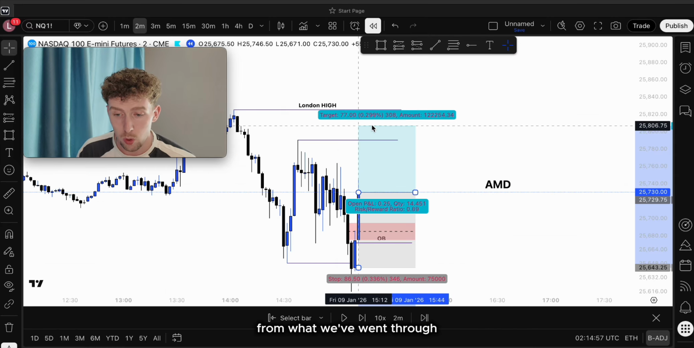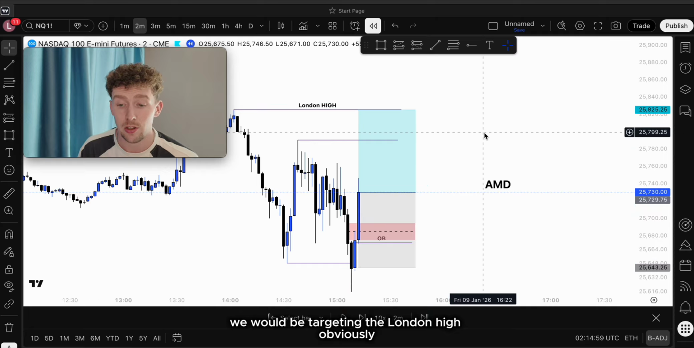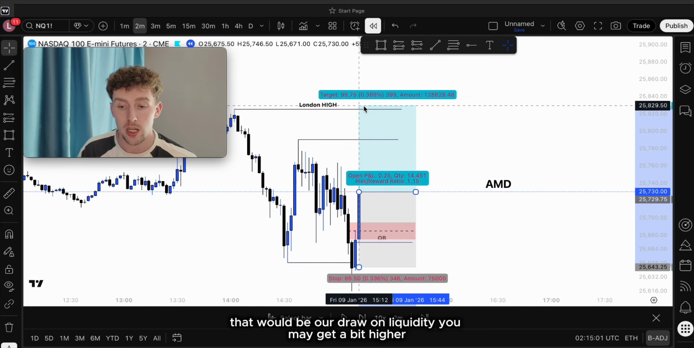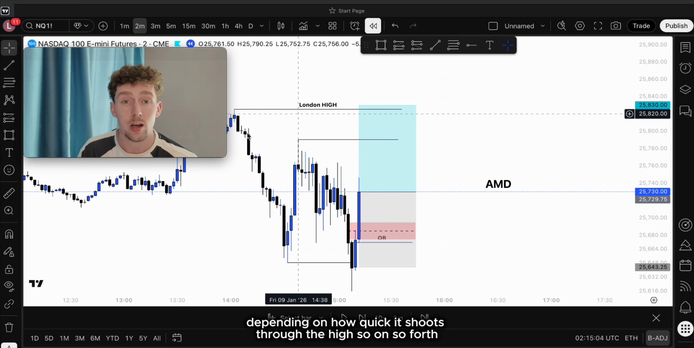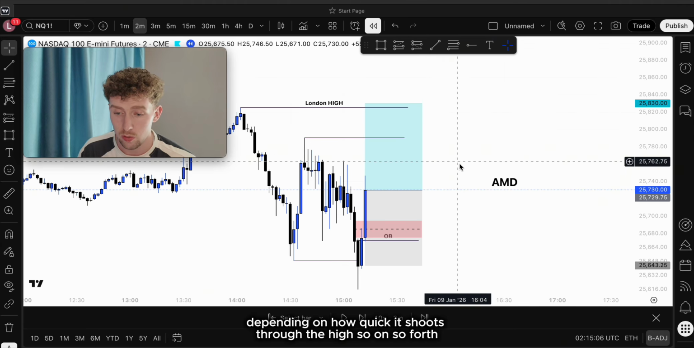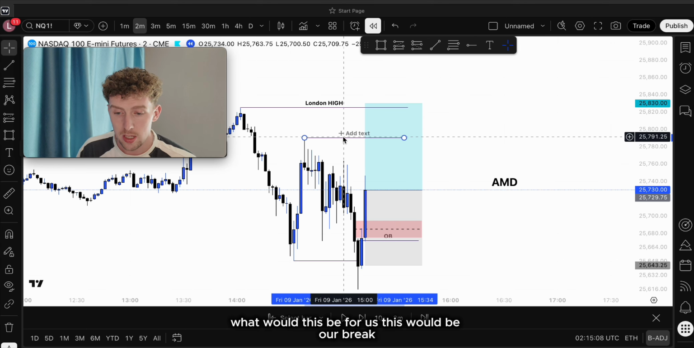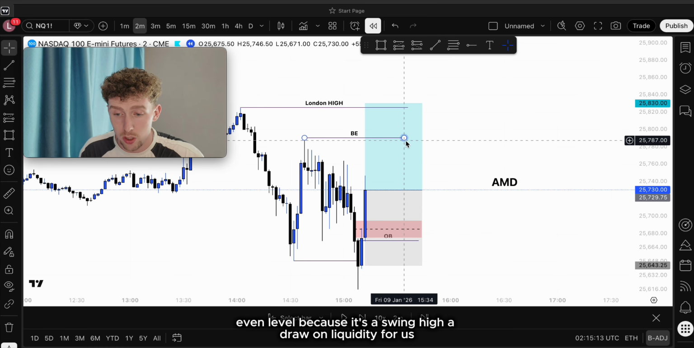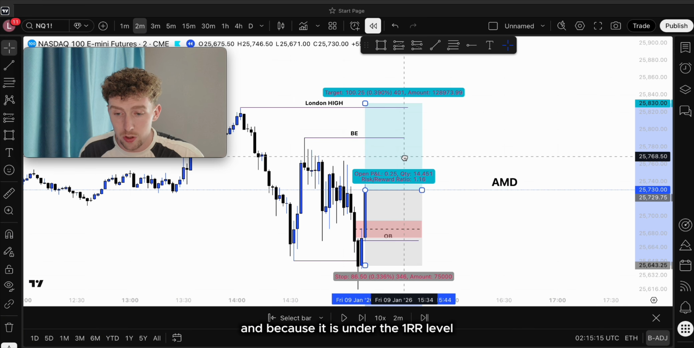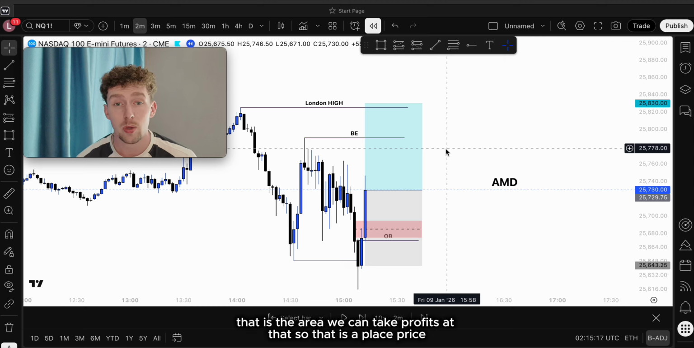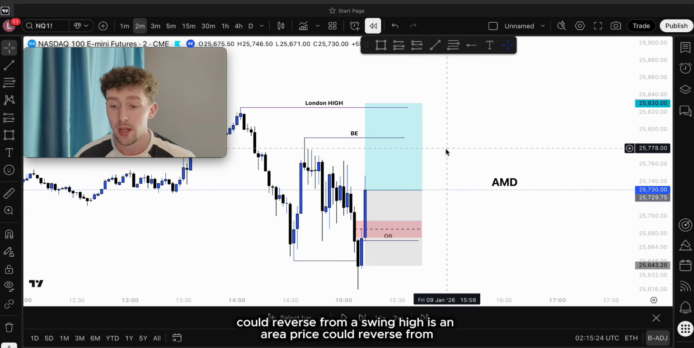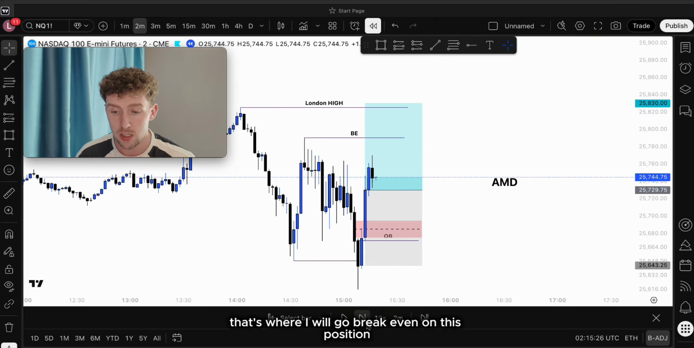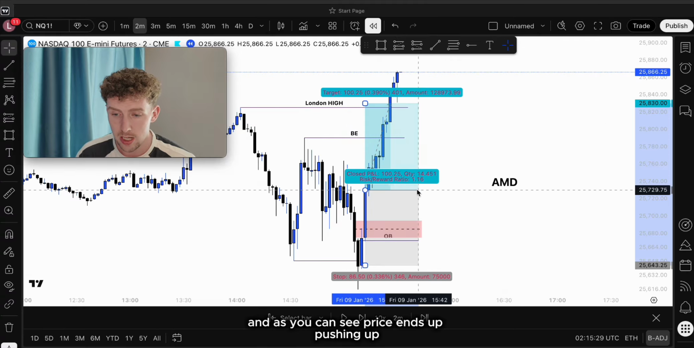And then from what we've went through, we would be targeting the London high. Obviously, that would be our draw on liquidity. You might get a bit higher depending on how quick it shoots through the high, and so on and so forth. What would this be for us? This would be our break-even level because it's a swing high, a draw on liquidity for us, and because it is under the 1 hour level, that is the area we can't take profits at. So that is a place price could reverse from. A swing high is an area price could reverse from. So that is where I will go break even on this position. And as you can see, price ends up pushing up.